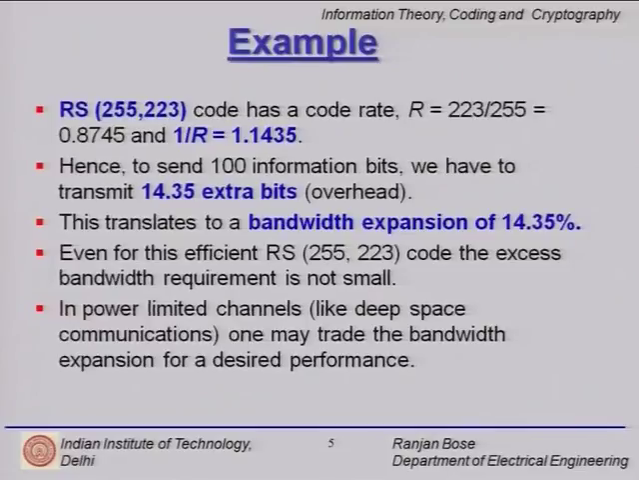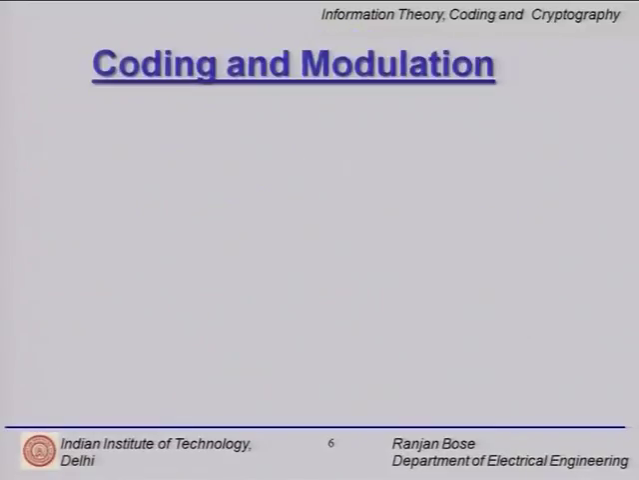So, in a power limited channel, one may trade the bandwidth expansion for the desired performance, but for bandwidth limited channels we may not have this luxury. So, can we do better? For example, telephone lines are bandwidth limited, and if we want to push data over telephone lines, we need to work more smartly. So, let us look at coding and modulation.